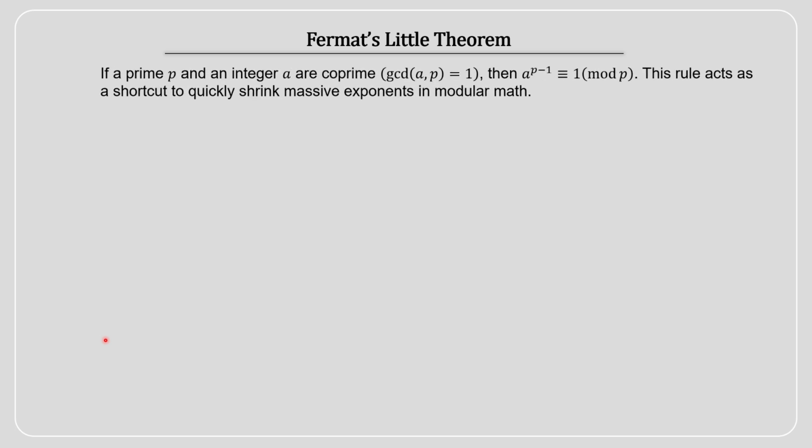So, what is Fermat's Little Theorem? If we have a prime p and an integer a, and they're co-prime, meaning the greatest common divisor between these two numbers, the prime and the integer, is 1, then we can apply this special trick to reduce these massive exponents in modular mathematics.